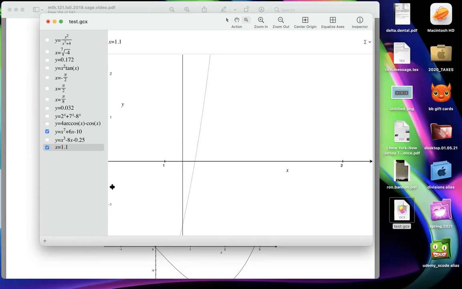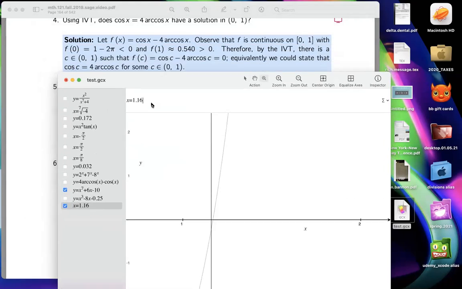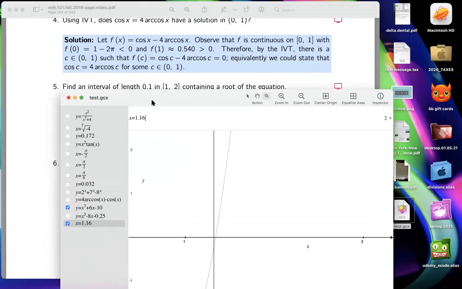All right. Now, I want to get even closer to it. So let me try 1.17, see where that goes. Well, that's getting too close. I'm going to back off, go 1.16. I hope you can agree that that is to the left of the root, right? I'm looking at this visually. All right. Now, they said length of 0.1, right?